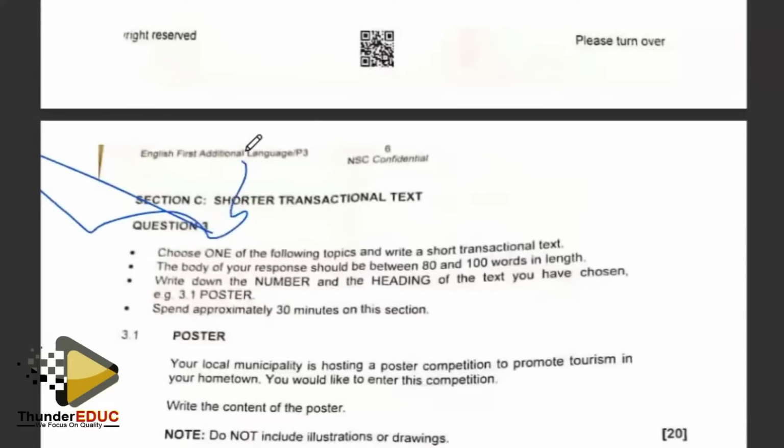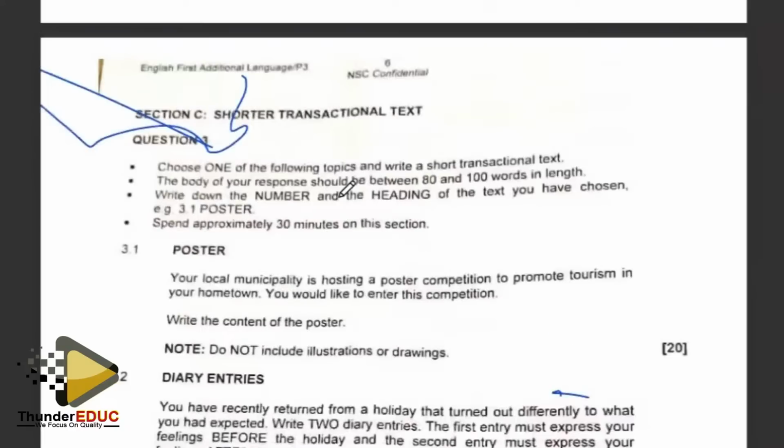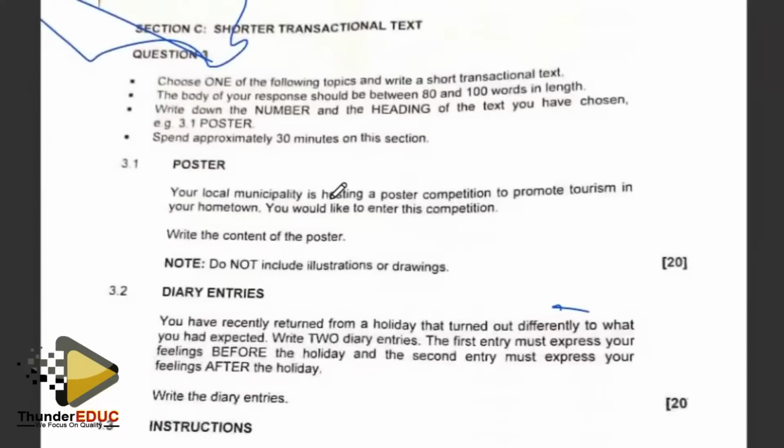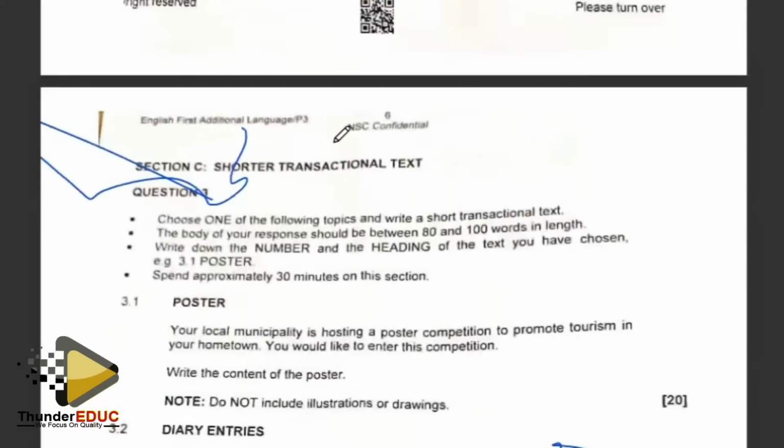All right. Okay. So let's just see what's going on here. All right, now we get to the shorter transactional pieces. So the shorter transactional pieces that we've been given here are the poster, the diary entry, the instructions. All right, okay, let's see. What are we supposed to do with these instructions? What are we supposed to do? All right, let's just see.